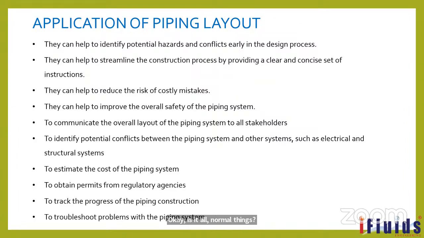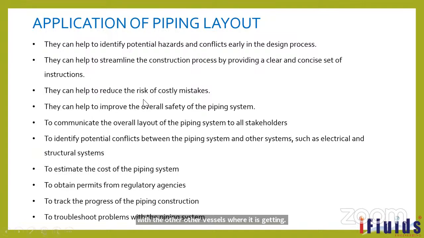Application of piping layout. What can we get from the piping layout? They can help to identify the potential hazards and conflicts early in the design process. Once you have fixed the equipment layout, then based on the P&ID and PFD, on a draft basis, we will lay the pipeline in the drawing, from one equipment to another equipment. If you connect all the pipelines based on the P&ID, we will come to know where it is fouling with the other pipelines, where it is fouling with the other vessels, where it is getting intersected. All that we can take from the piping layout.